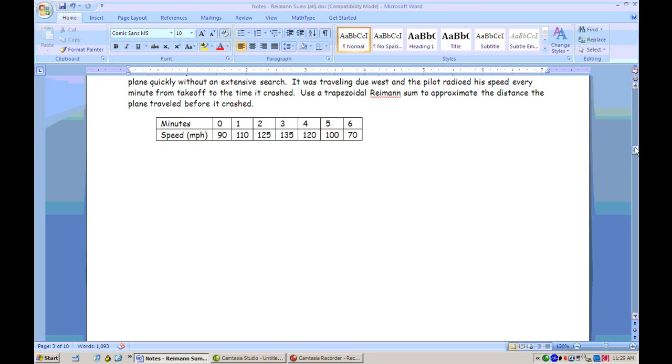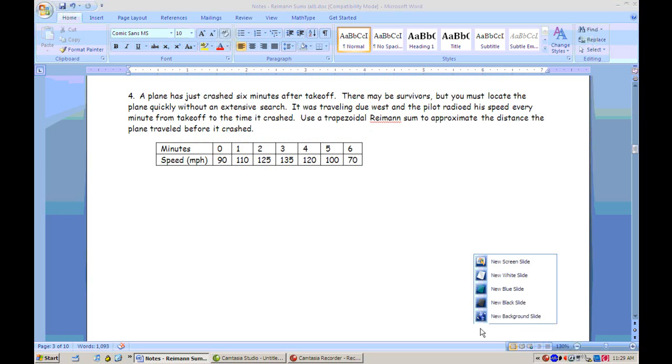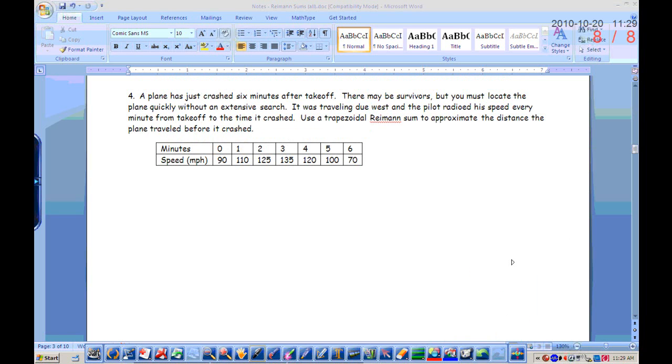Okay, this one's kind of exciting because we're going to save people's lives. A plane has just crashed 6 minutes after takeoff. There may be survivors, but you must locate the plane quickly without an extensive search. It was traveling due west, and the pilot radioed his speed every minute from takeoff to the time it crashed. Use a trapezoidal Riemann sum to approximate the distance the plane traveled before it crashed.